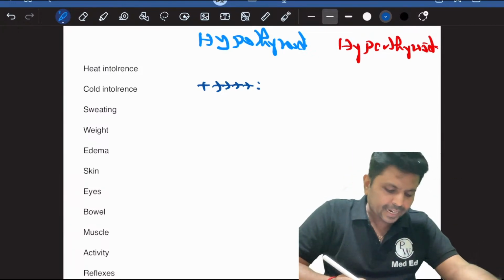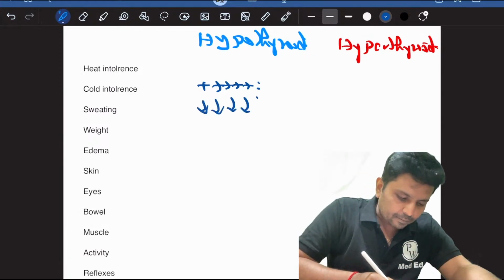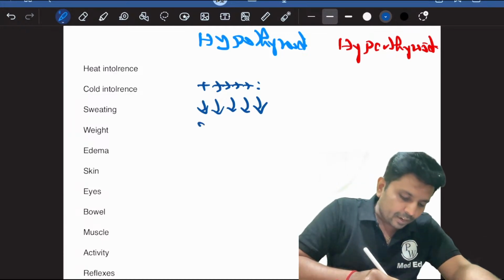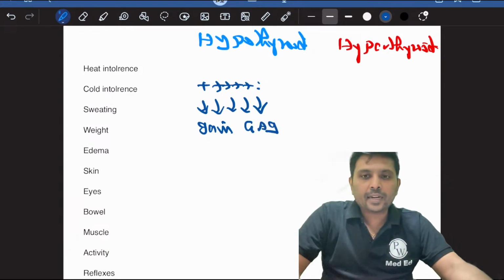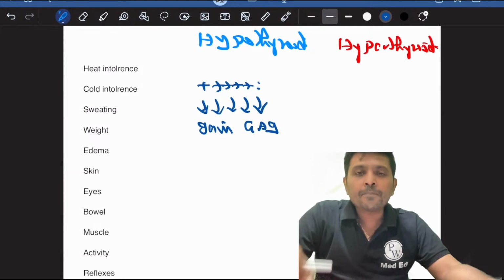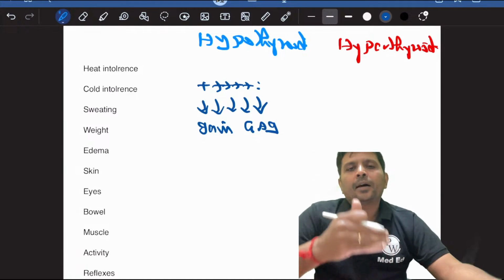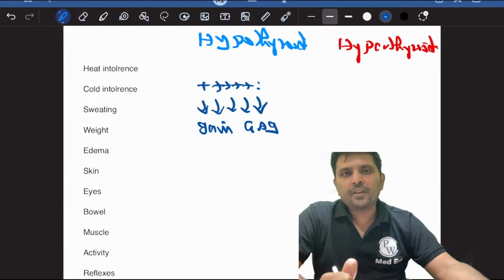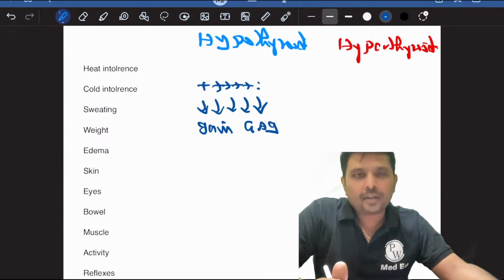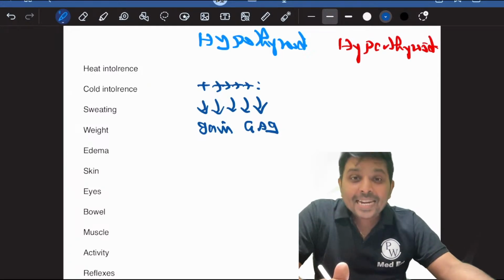One. Second, hypothyroidism is associated with decreased sweating. Weight gain will be more. Why more? Because of the accumulation of glycosaminoglycans. Glycosaminoglycans are the connective tissue particles present in the collagen. These glycosaminoglycans are broken down by thyroid hormones. When thyroid hormones are not present, there will be accumulation of glycosaminoglycans leading to weight gain.